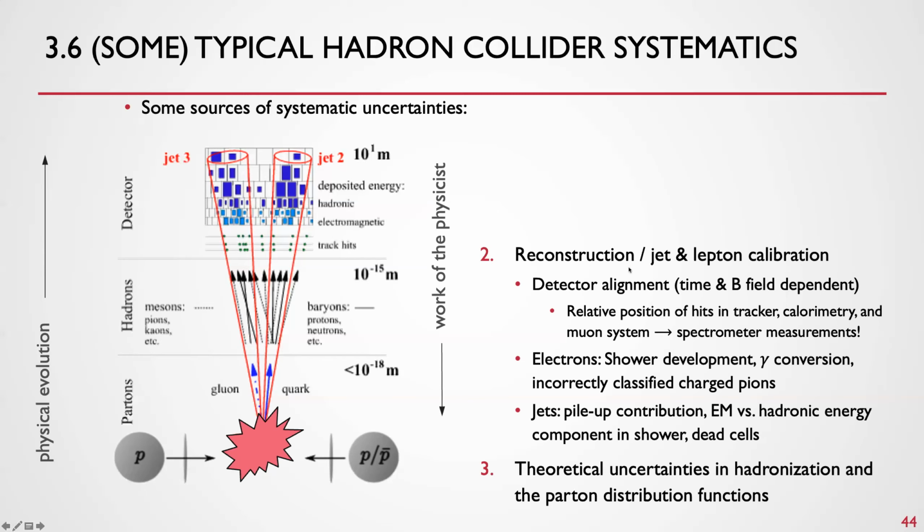The detector alignment is, of course, crucial for event reconstruction. That means the relative position of the hits in the tracker and the calorimetry must be known with high accuracy. However, they will be dependent on the B field because the detector moves if the B field changes, and hence it becomes B field and time dependent.